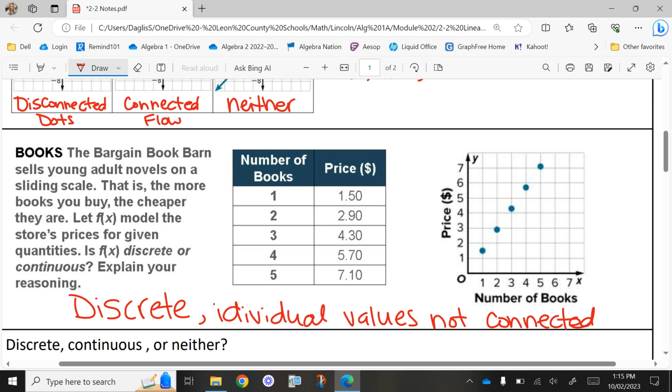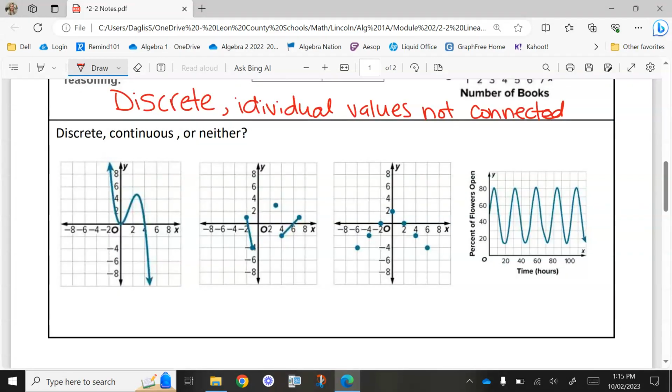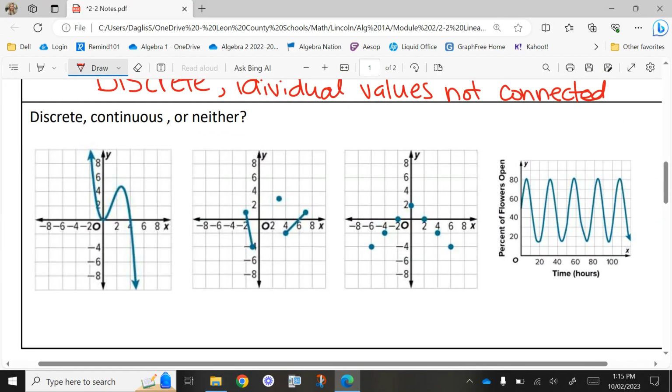All right, let's do more visuals. Okay, here we go. My first graph right here. Continuous? Yeah, how come? Yeah, we have the arrows, and it's nice and flowy, right? Everything flows in between. Good. Yeah, that one's continuous. What about the next one? Neither. Yeah, we got a bunch of pieces of something.